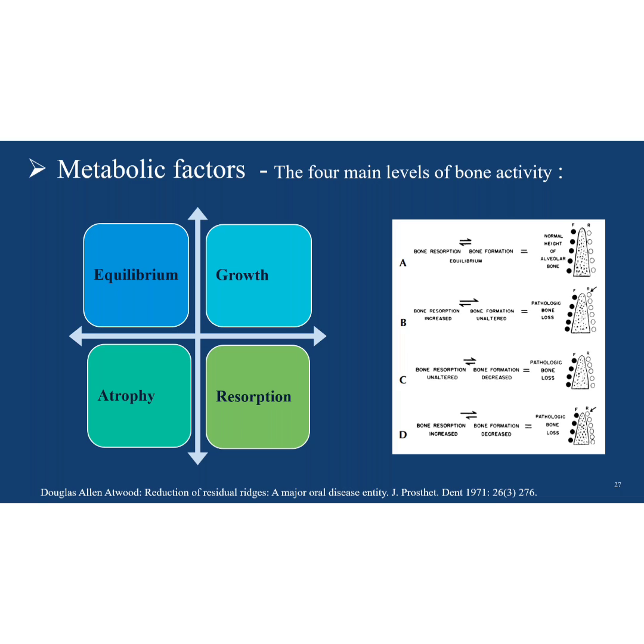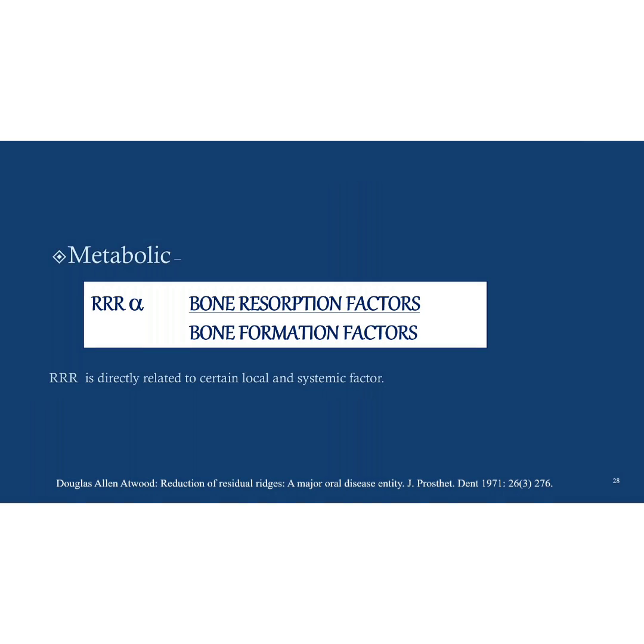Growth, the second factor: resorption is constantly taking place in remodeling as bones grow, so increased osteoblastic activity more than the resorption makes up for the lost bone during remodeling. Atrophy results from decreased osteoblastic activity, as in the case of osteoporosis and disuse atrophy. Resorption is caused by increased osteoclastic activity. Examples are hyperparathyroidism and pressure resorption. Metabolic factors: residual ridge resorption is directly proportional to the bone resorption factors and inversely proportional to the bone formation factors.